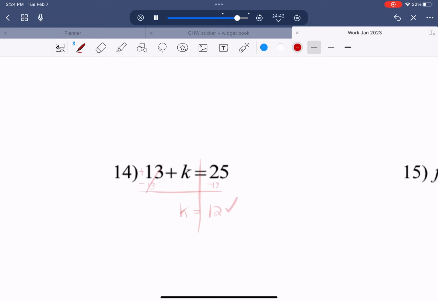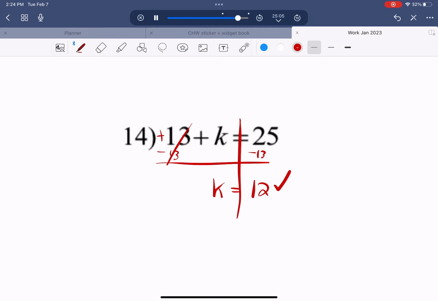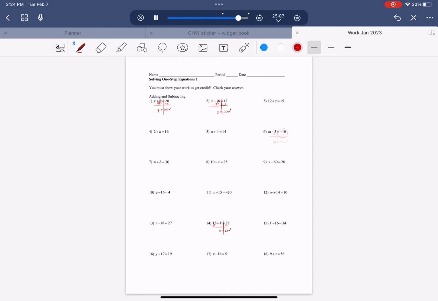Even if the numbers are at the beginning, like number 14, get k by itself. You need to move the 13. It is a positive 13 because I don't see a minus sign right here. So it's positive. The opposite of positive is negative 13. I get k left over, and then I get 12, so that's the answer. Okay, so that's really how you should just be doing all of them. Solve them all, get them done, turn in the worksheet.